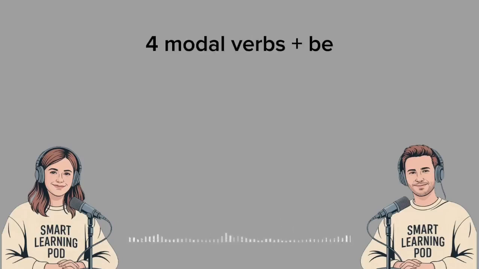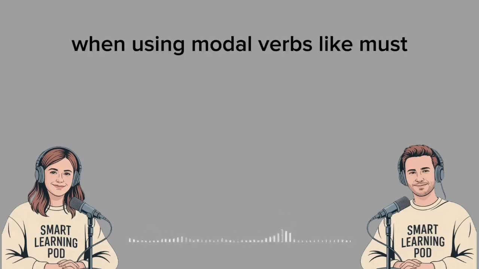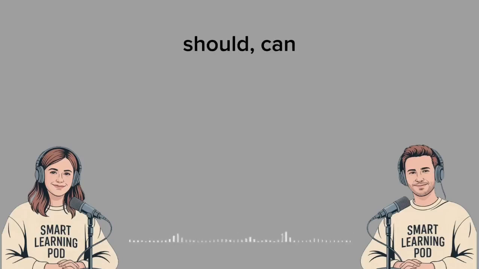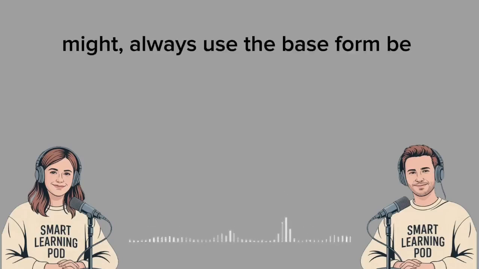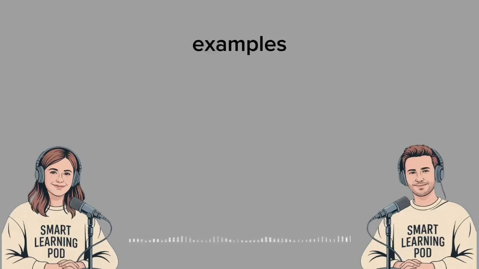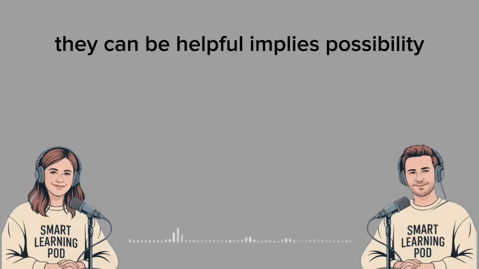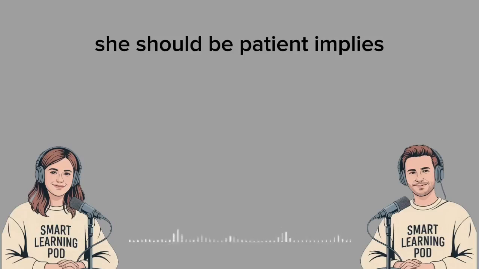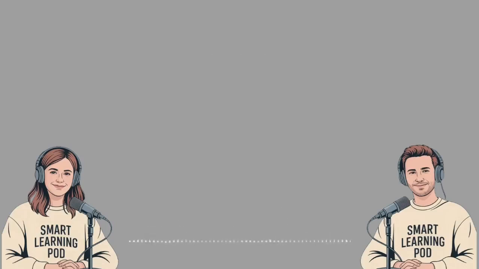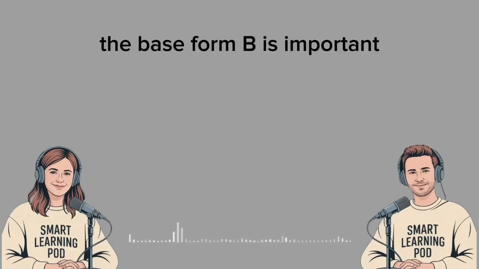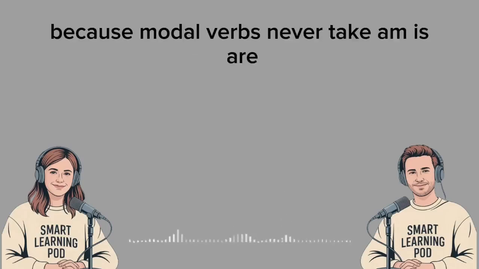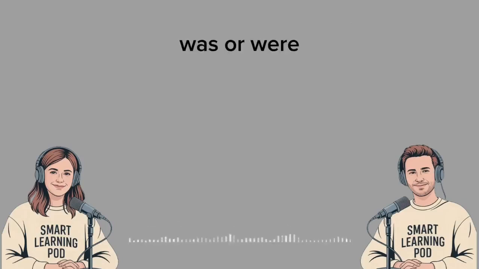4. Modal verbs plus be. When using modal verbs like must, should, can, might, always use the base form be. Examples. You must be careful implies necessity. They can be helpful implies possibility. She should be patient implies advice. The base form be is important because modal verbs never take am, is, are, was, or were.